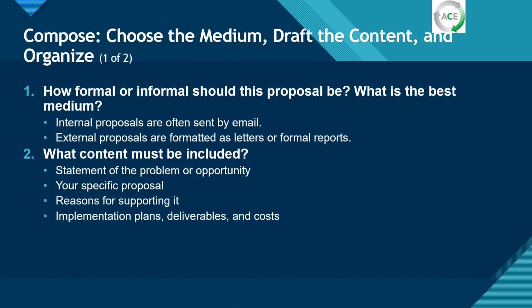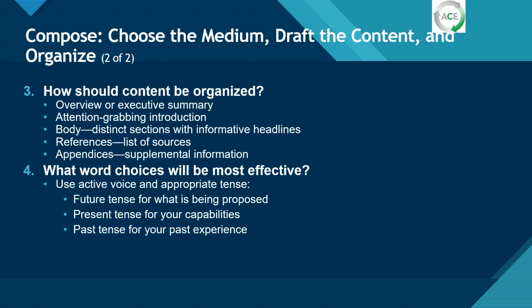Internal proposals are often sent by email. But external proposals are formatted as letters or formal reports. What content must be included? Statement of the problem or opportunity. Your specific proposal. Reasons for supporting it. Implementation plans, deliverables, and costs. How should content be organized? Overview or executive summary, attention-grabbing introduction, body, distinct sections with informative headlines, references, a list of sources, and finally, appendices, the supplemental information.